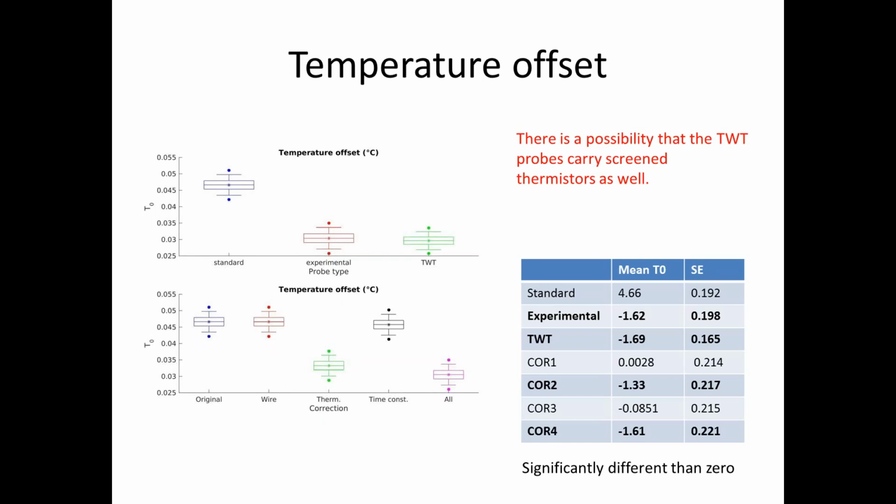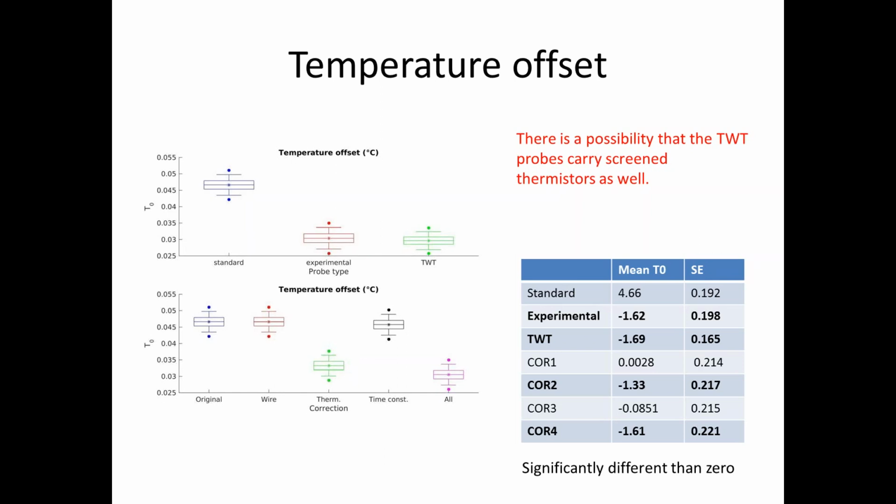And again, for the temperature offset, for all the 3 probes and the 4 corrections, we see that the ones in bold are significantly different than 0. They are higher than the standard error, and correction 1 and correction 3 are not significantly changed. So we see again the reduction of the bias compared to the standard, and when you add the thermistor correction, they're all significant, just to test the significance of the data.